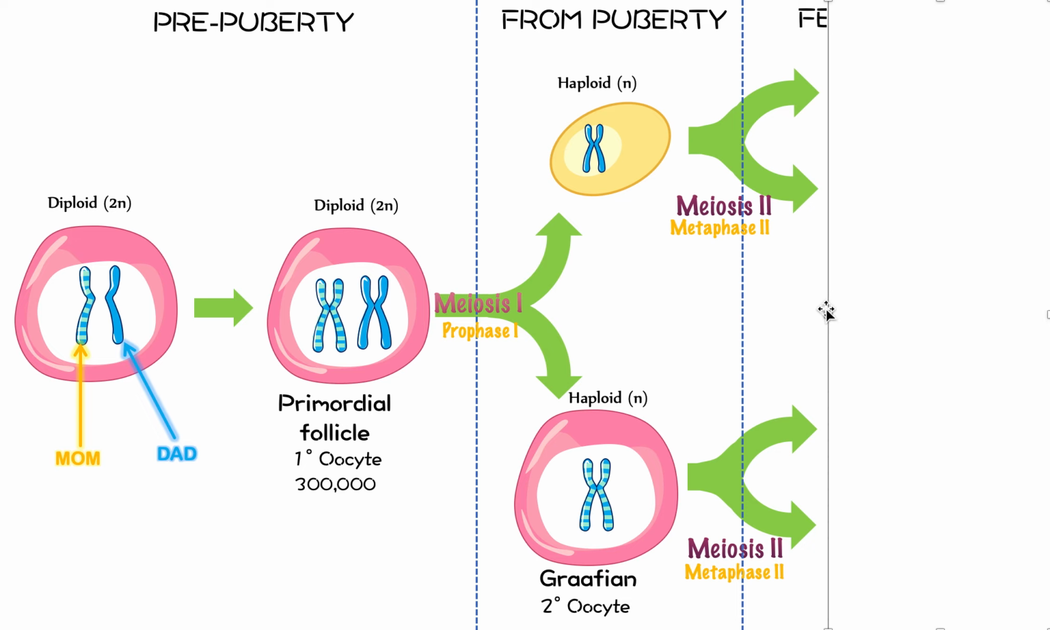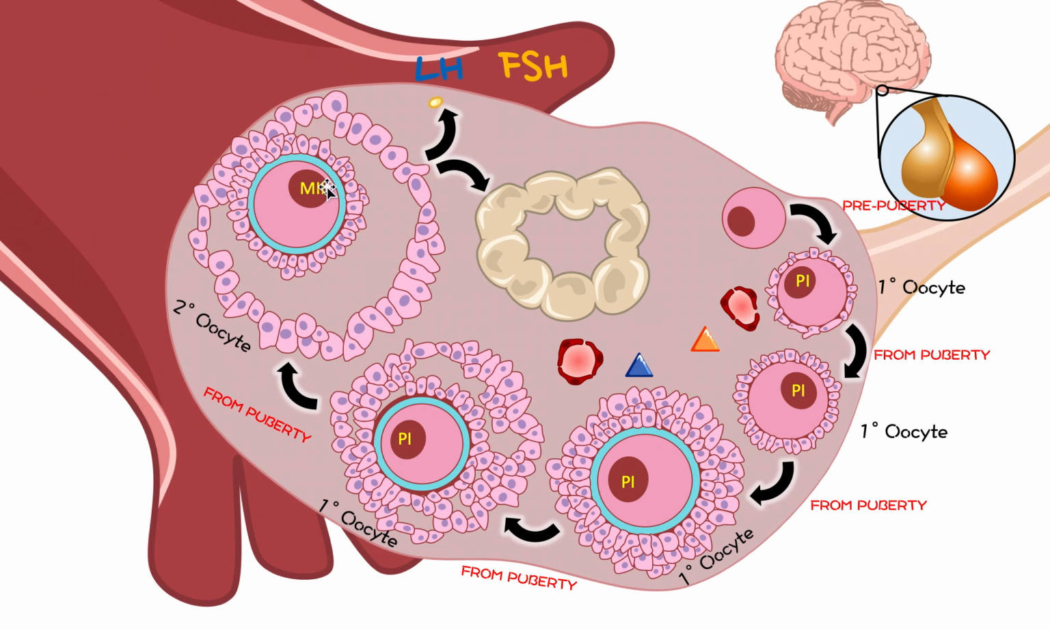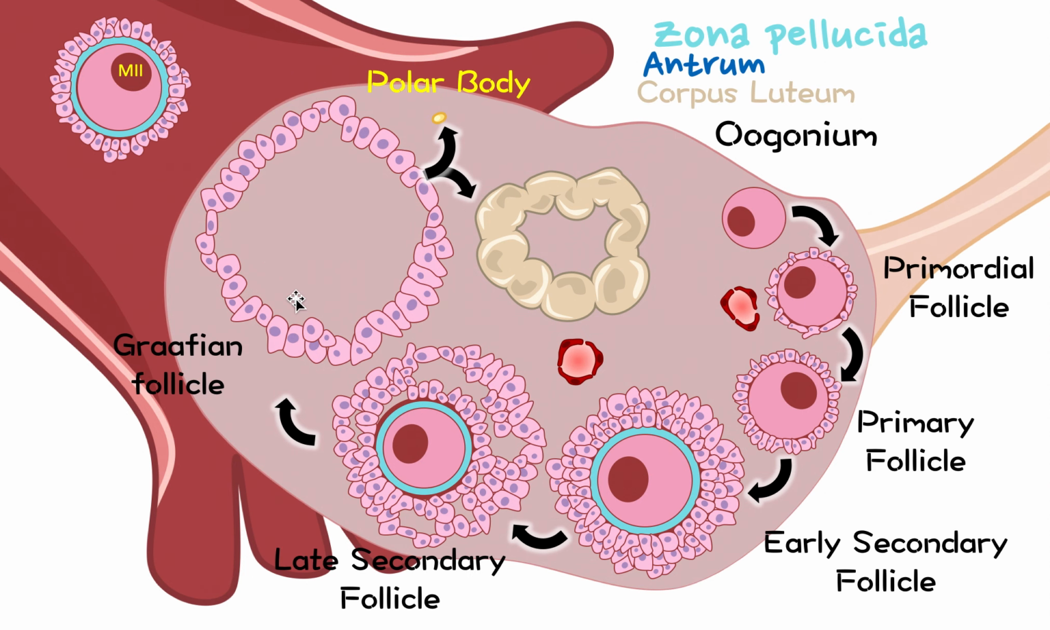So now, let's say eventually this cell is released. Remember, it stops in meiosis 2. We can go here. It stops in meiosis 2. It's released. And eventually, it's only going to finish meiosis when it meets the sperm. So let's go here.